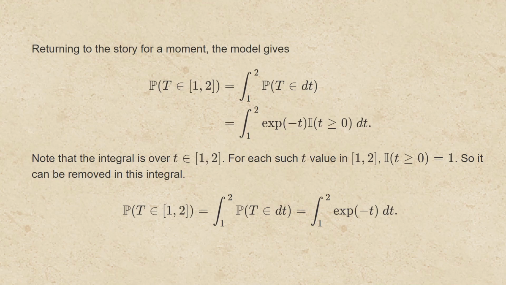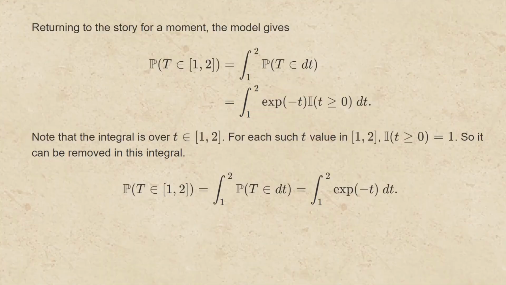Now if I pick any t value in that interval, the indicator that t is greater than or equal to 0 just equals 1. So it can be removed in this integral. The probability that t is in the interval from 1 up to 2 is just the integral from 1 to 2 of e to the minus t dt.